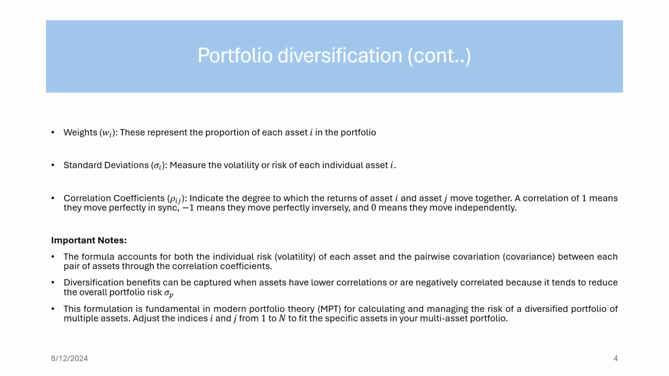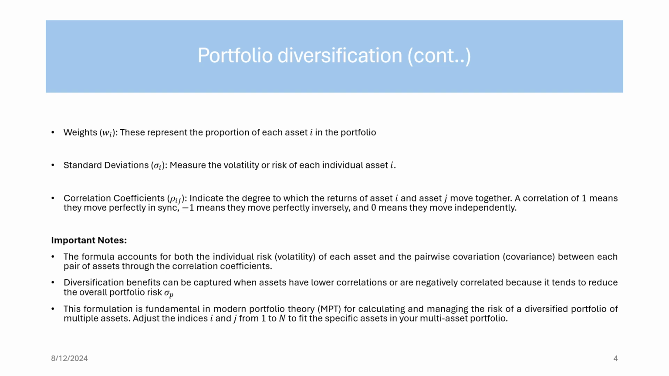So just to sum up, wi represents the weight of the individual asset in the portfolio, sigma i is a measure of volatility or risk for each individual asset i. And then the correlation coefficient, rho ij, indicates the degree to which the return of asset i and the return of asset j move together. A correlation of 1 means they move perfectly in sync, -1 means they move perfectly inversely, and 0 means they move independently.